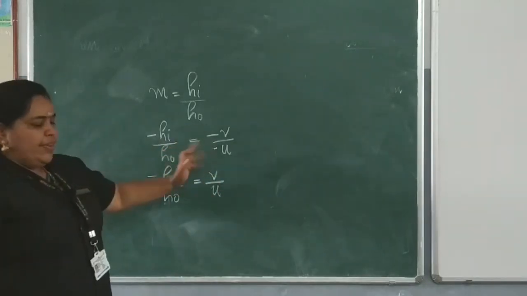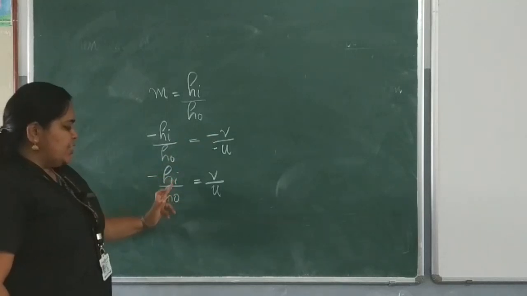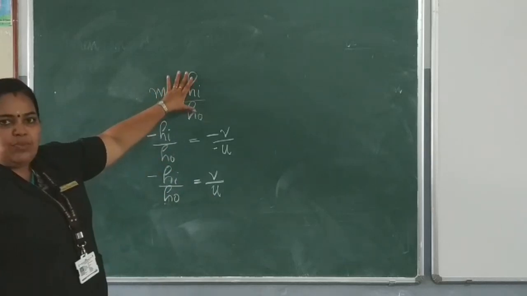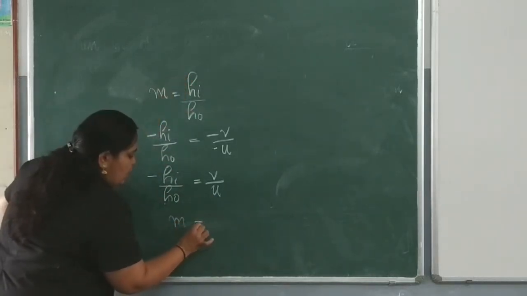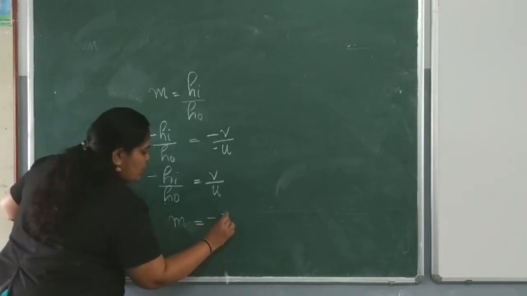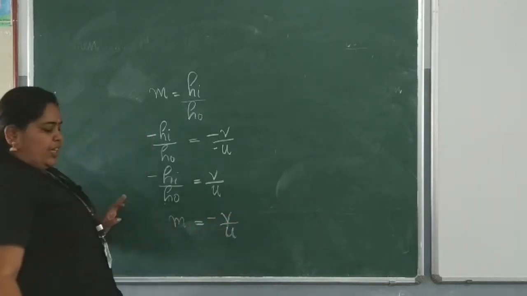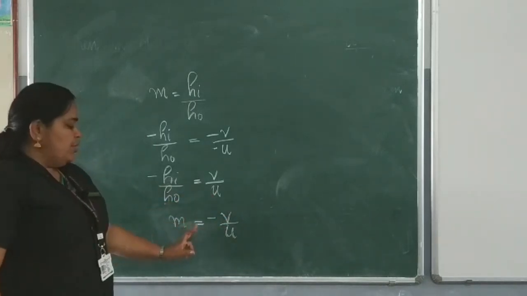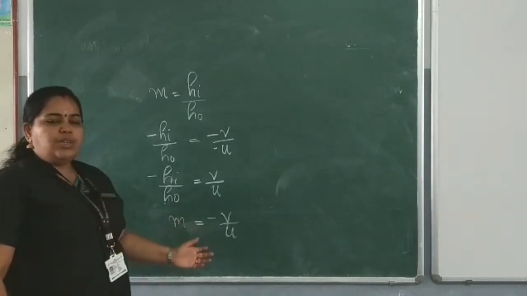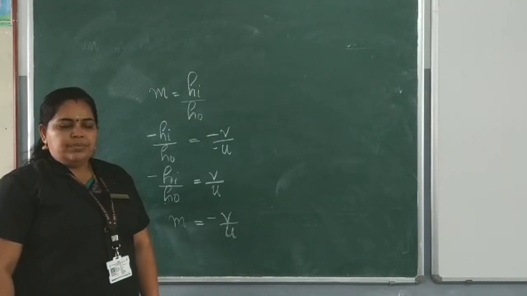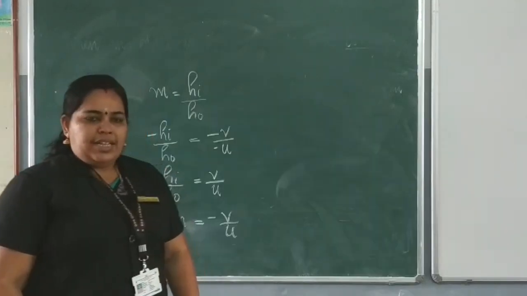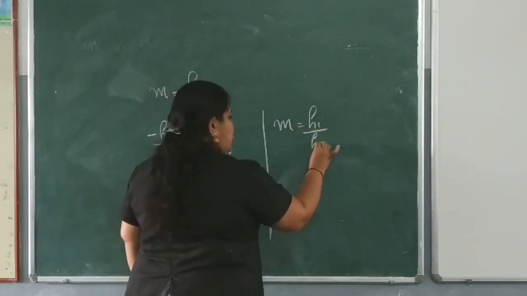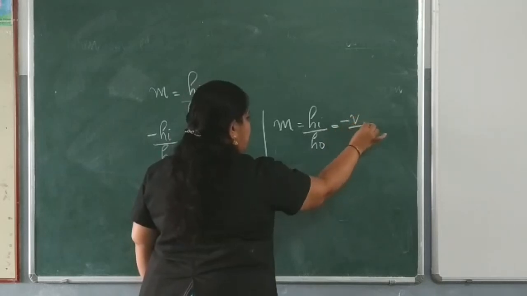See here, negative and negative get cancelled. So we can write minus HI by HO is equal to V by U. What is this HI by HO? It is magnification M, isn't it? So M is equal to minus V by U. This is another formula to find out the magnification. Clear? That is, magnification M is equal to HI by HO is equal to minus V by U.